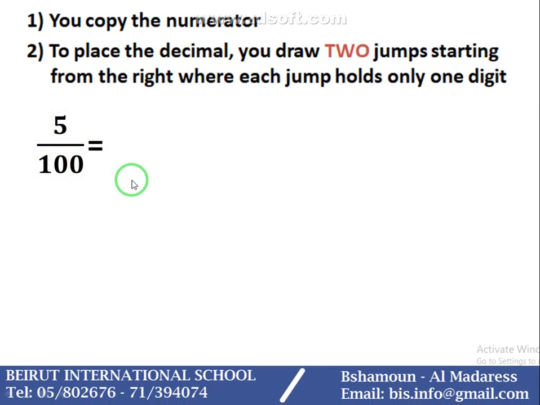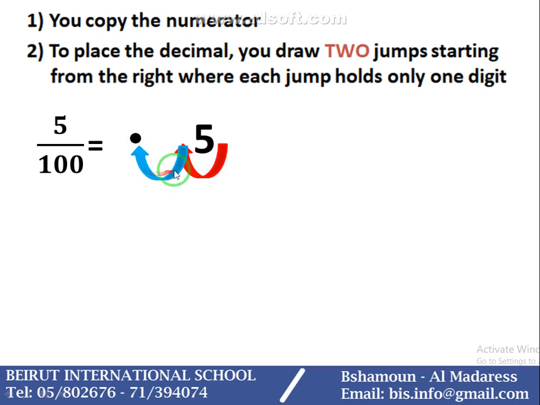Let's move to other examples such as 5 over 100. We are going to change it into a decimal number. Let's first copy the numerator, which is 5. We are going to draw, starting from the right, as stated over here, two jumps. Again, why two jumps? Because 100 is formed of two zeros. So starting from the right, this is the first jump, this is the second jump. Here you go, you place the decimal.